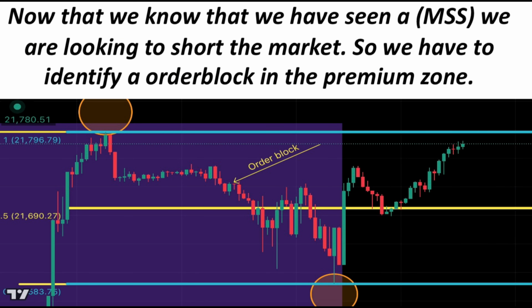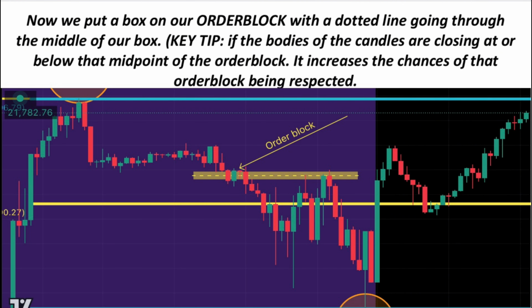Once we identify our order block, we are going to put a box on it with a dotted line going through the middle of the order block. This is a really important key tip, because if the bodies of the candles are closing at or below that midpoint of the order block, it increases your chances of winning that trade.